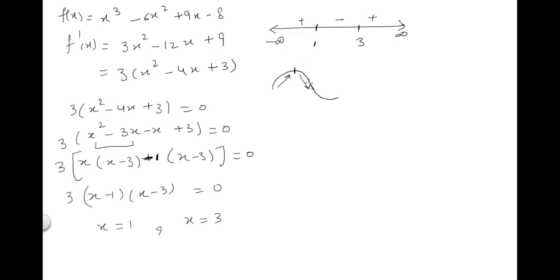And from 3, if we check, what is happening? Negative to positive, that means decreasing to increasing. So this point 3 will be the point of local minimum. One way is to do this.